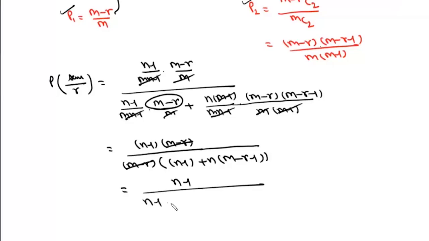So we can write this as n minus 1 upon, and this is n minus 1 plus mn minus nr minus n. Now this n and n will cancel, so this probability will be n minus 1 upon mn minus nr minus 1. And that is the answer to this question.